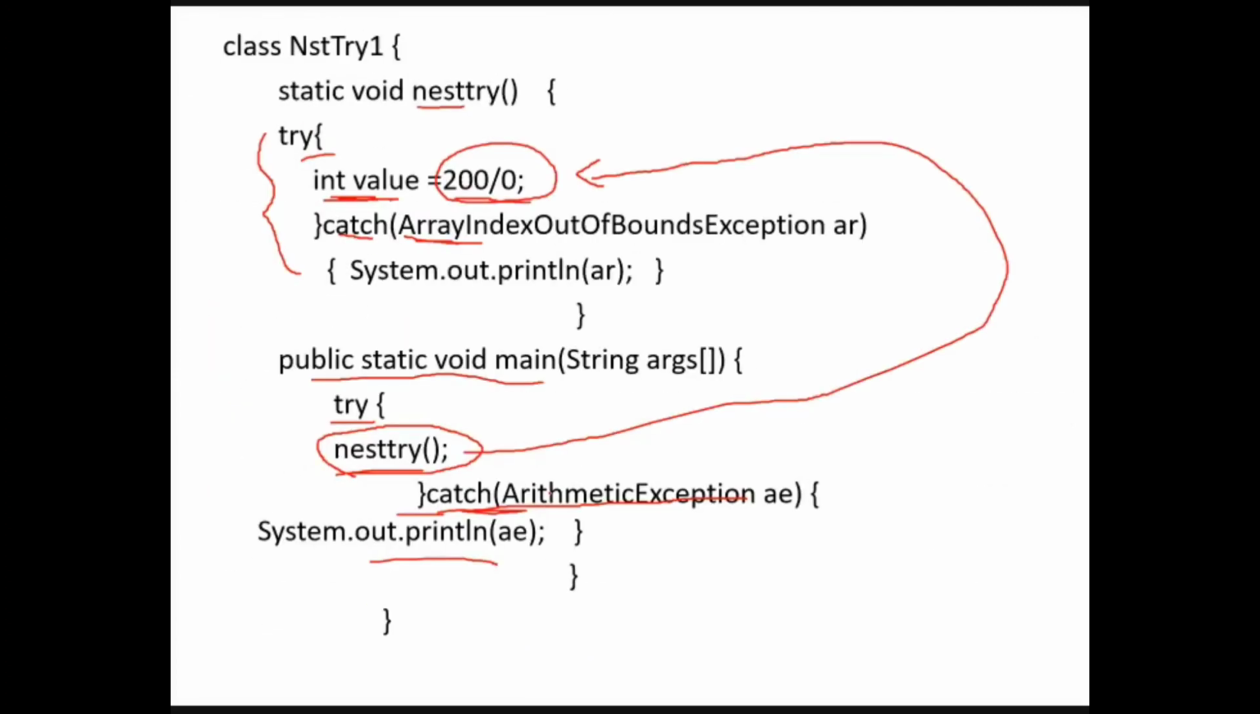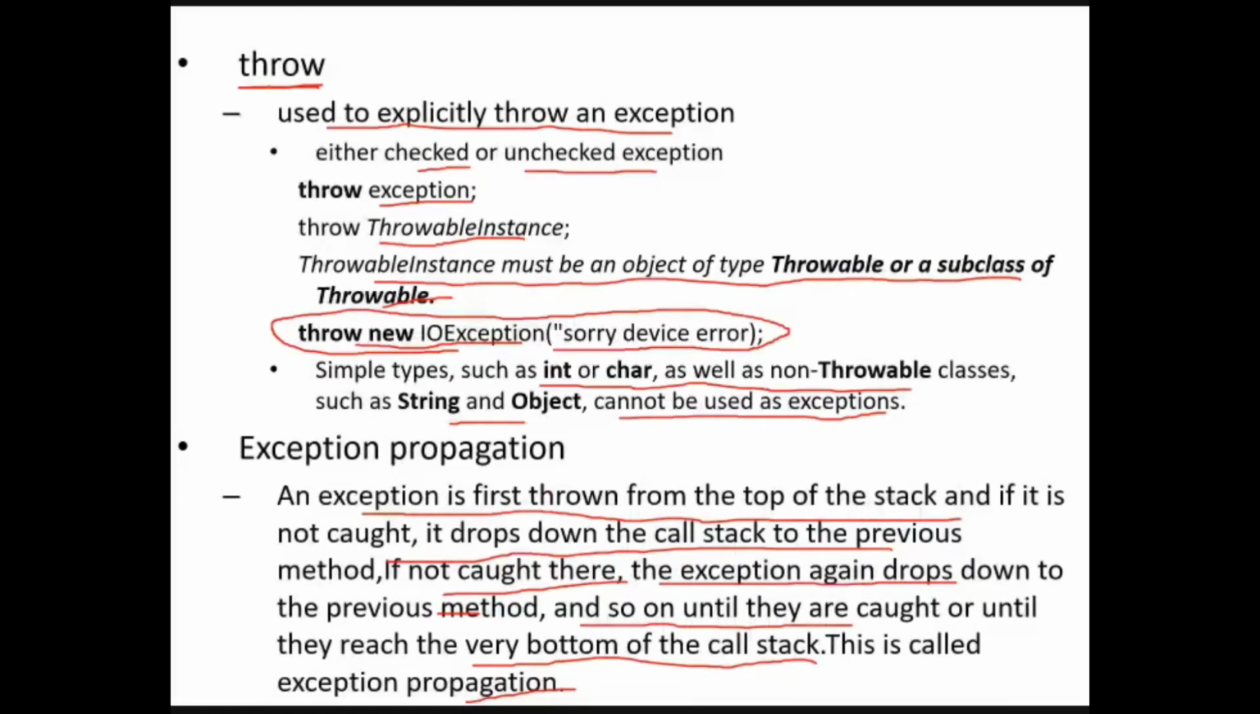Next, throw. What is the purpose of the throw keyword? You can manually throw an exception. If I write the statement b by 0, automatically the JVM itself will throw the exception, which is an arithmetic exception. If I write b by 0, one exception is automatically created, and that is thrown by the JVM itself.